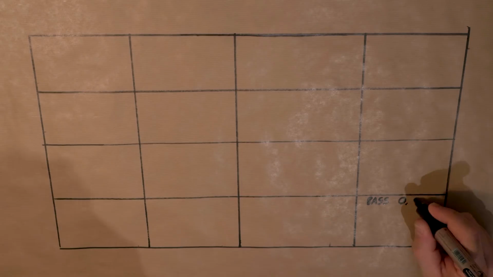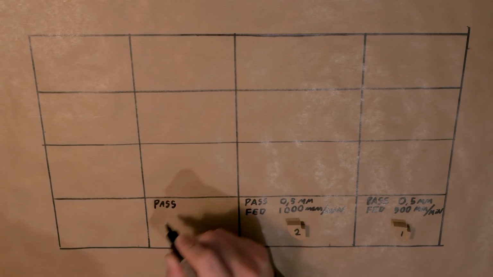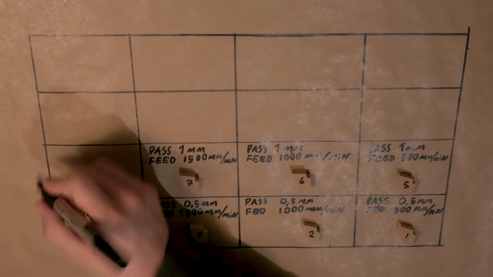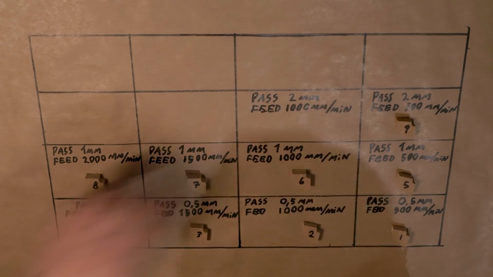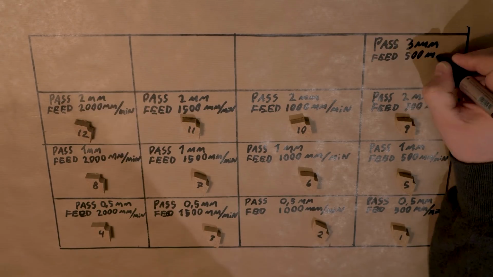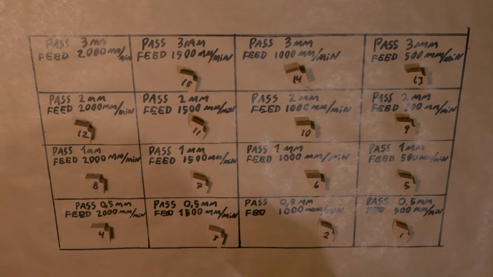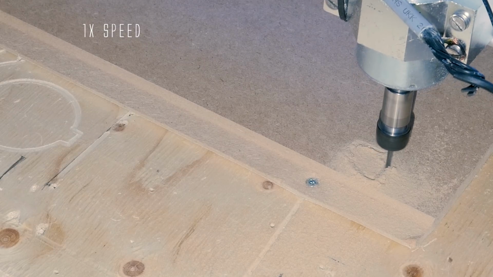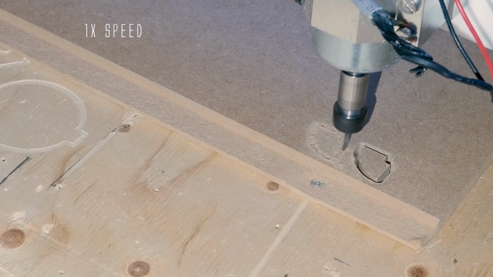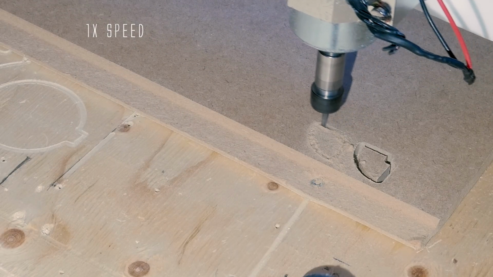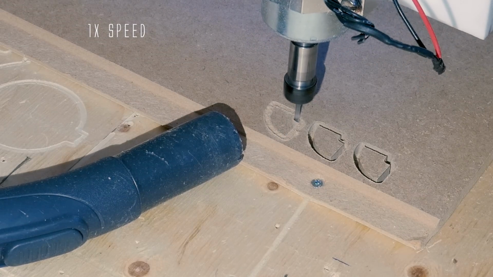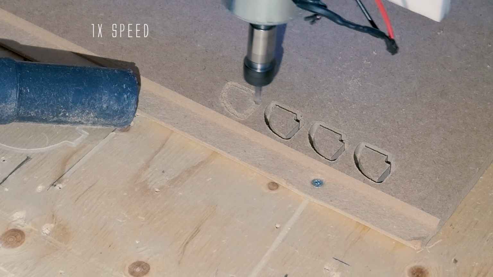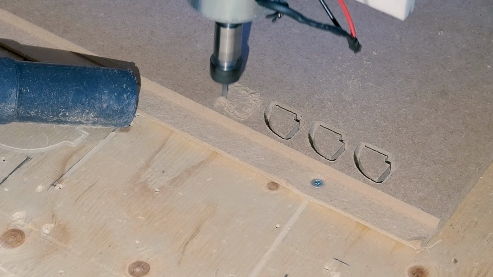The first four pieces had a cut depth of 0.5 mm. Second four pieces had a cut depth of 1 mm. Then I had 2 mm and the last one was 3 mm. Now let's check out the first four pieces. The first one has a speed of 500 mm per minute. The second one has a speed of 1000 mm per minute. The third one has a speed of 1500 mm per minute, and the fourth one has a speed of 2000 mm per minute.